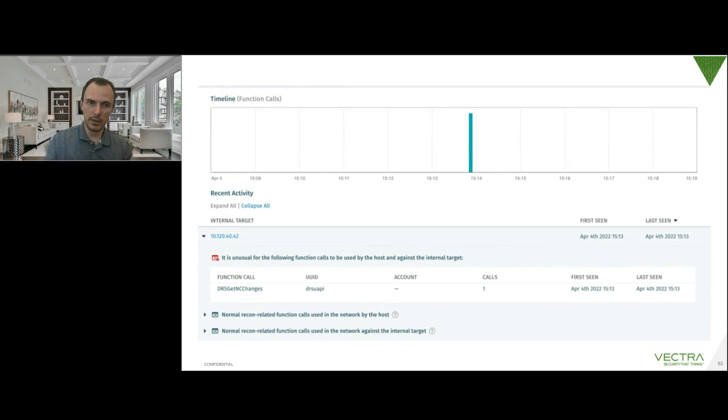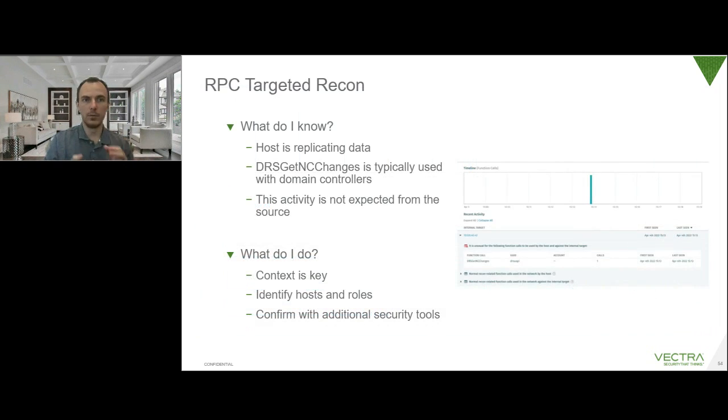What does this look like in the actual system, right? We see that, hey, this is unusual for this host to make this request to this target. So what do we know? Well, we know the host is trying to replicate data. That's what that call is. We know that DRSGetNCChanges is typically used with domain controllers. As an investigator, this may raise the hairs on my neck a little bit. What's going on? And we know, because we've highlighted it, that the activity is not expected from the source.